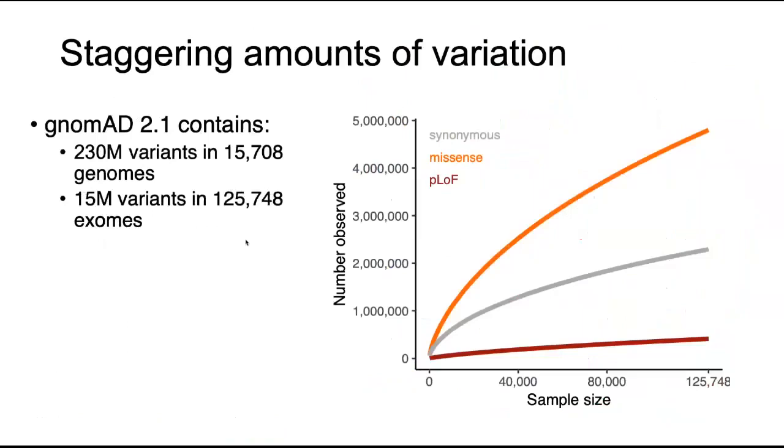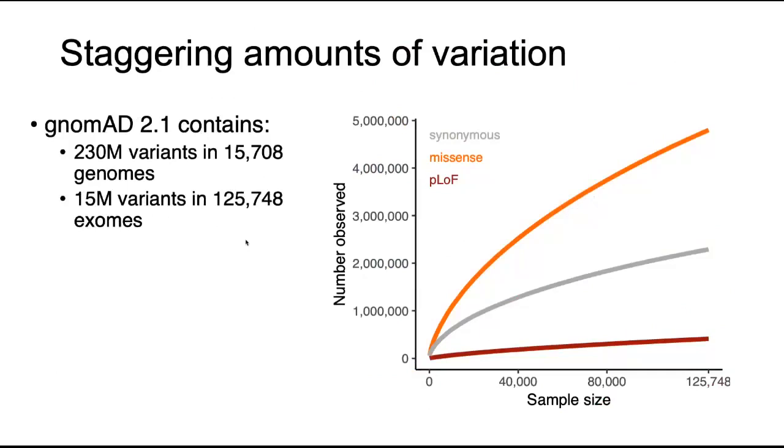So just to move on, this data set contains about 230 million variants in the genomes and 15 million variants in the exomes. On the right, you can see the number of variants in the exomes broken down by functional class as a function of sample size. This follows approximately a square root law: quadruple your sample size, and you get about double the variants.